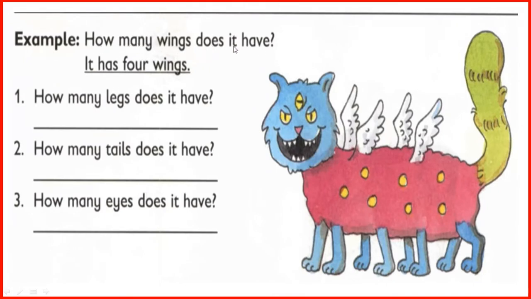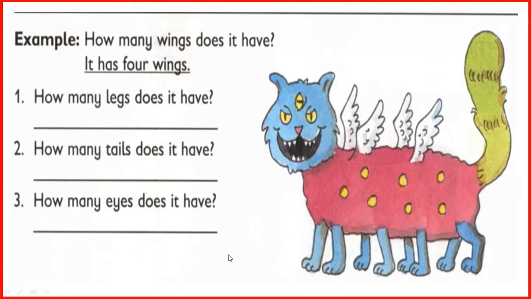How many wings does it have? Where are the wings? They are the wings in white color. This is the tail of monster. They are the legs of monsters. Okay, mouth of monster. They are the eyes of monsters, and they are the teeth of monsters.